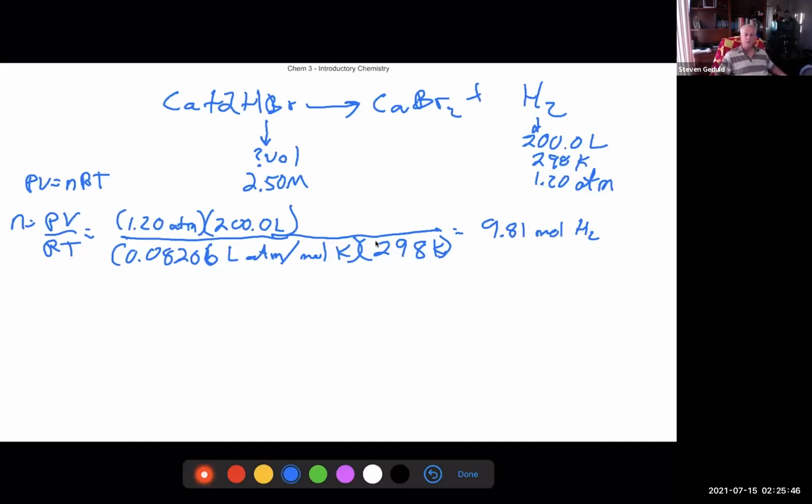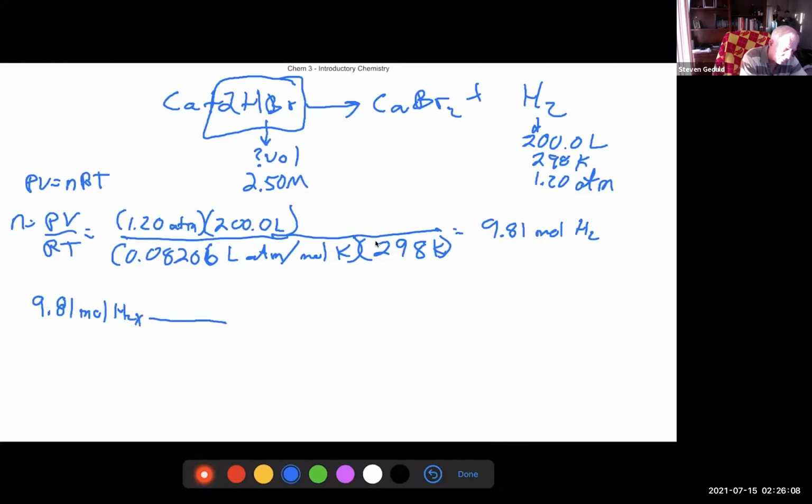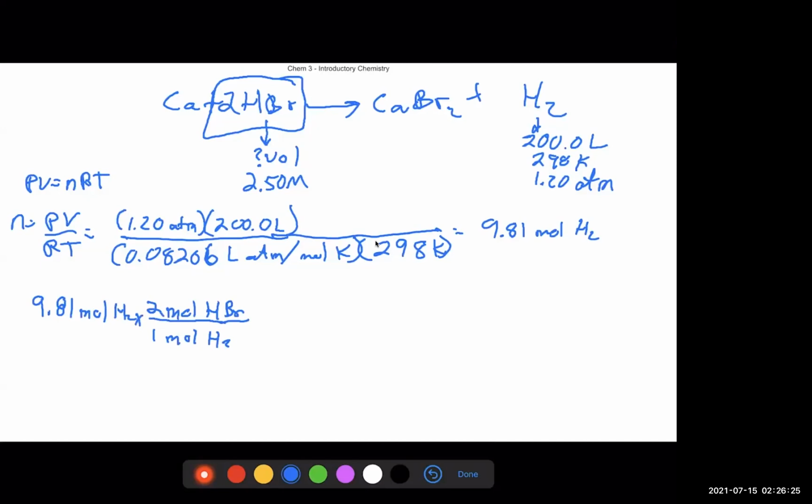Okay, so now we have moles. Now you need a chemical equation. So what are we looking for? We're looking for HBr. We want to know how much volume of that is. So you want to figure out how many moles of hydrogen we have. So we have 9.8 moles of hydrogen gas. One mole of hydrogen gas gives us how many moles of HBr? What does our chemical equation say? One mole of hydrogen gives us two moles of HBr from our balanced chemical equation.